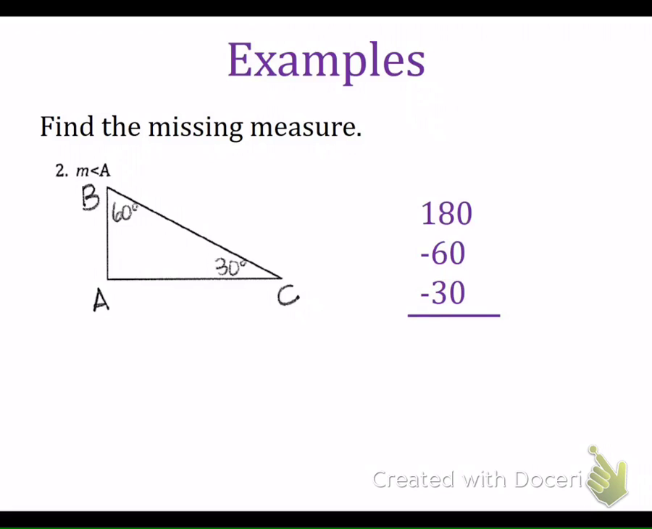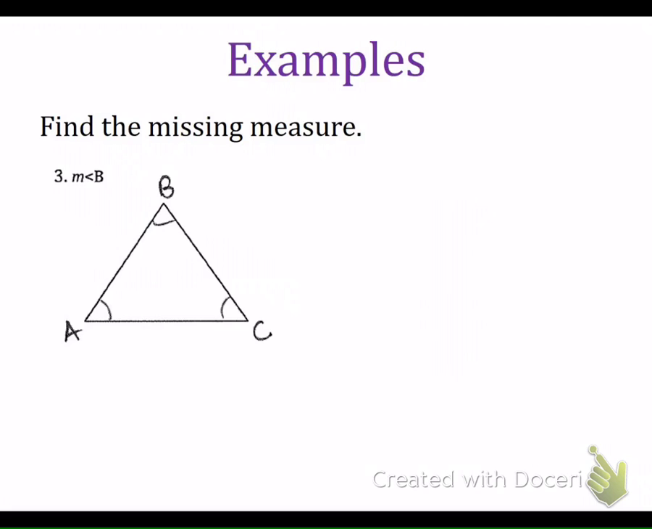How would you know it's a 180 though? Because we just wrote that down in the big giant box at the top of your notes, that the sum of the measures of a triangle is 180. We always start with 180 minus the 2 you know. That'll give you the one you're looking for. And a few of you already said it. It is 90 degrees. Questions on number 2? Here is number 3.